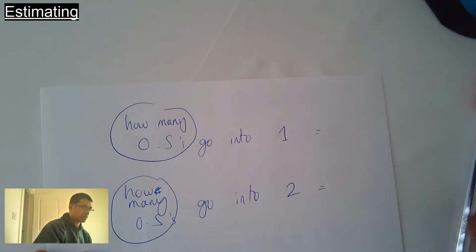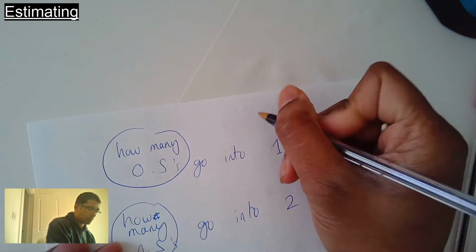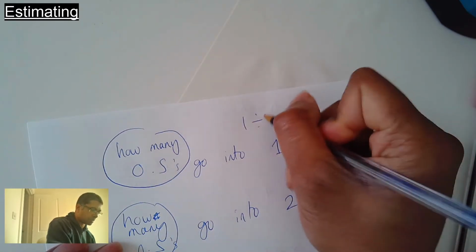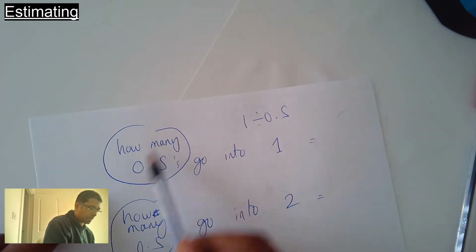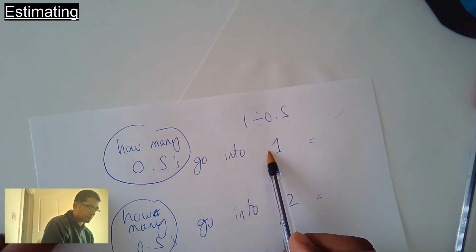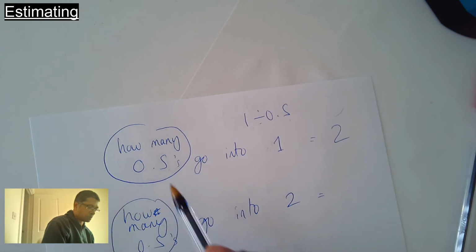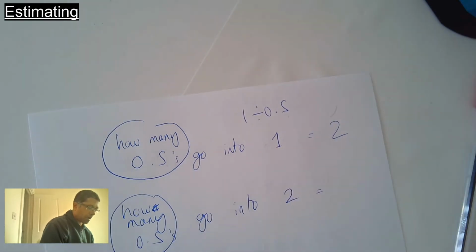If I asked you the question, what is 1 divided by 0.5? In other words, how many halves go into 1? That's 2. 2 halves make a 1. So how many halves go into 2?